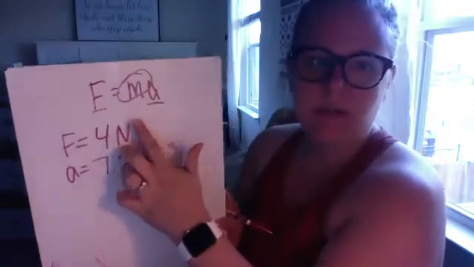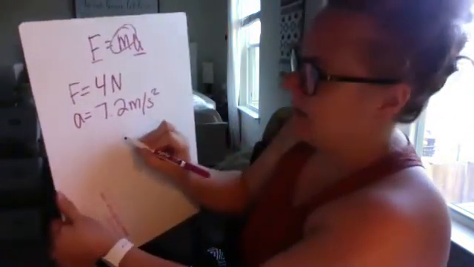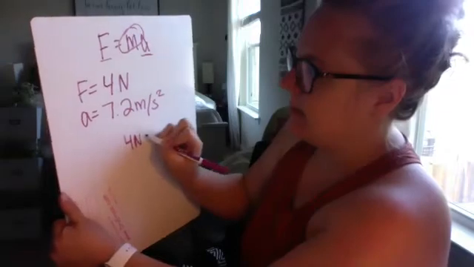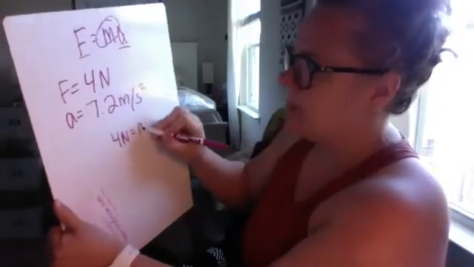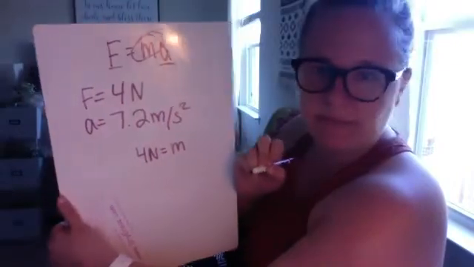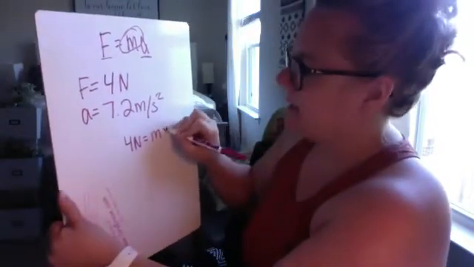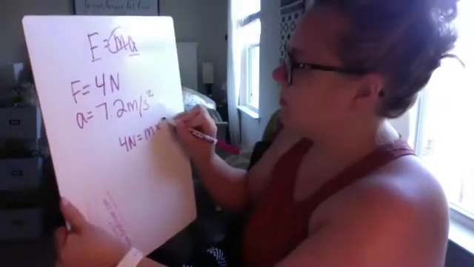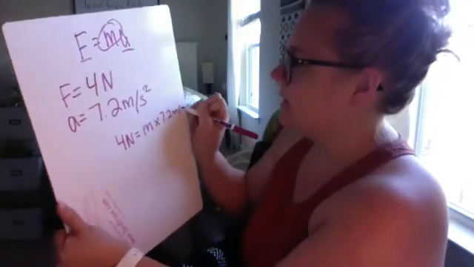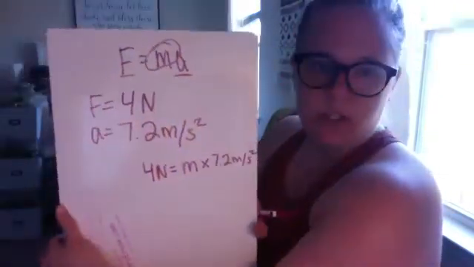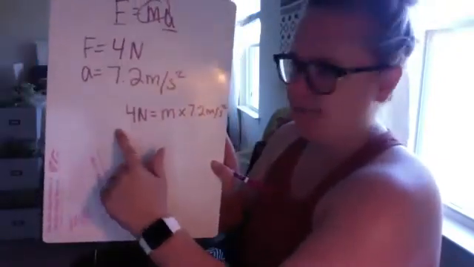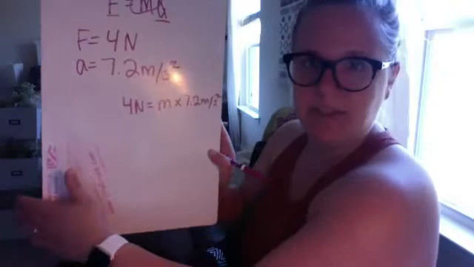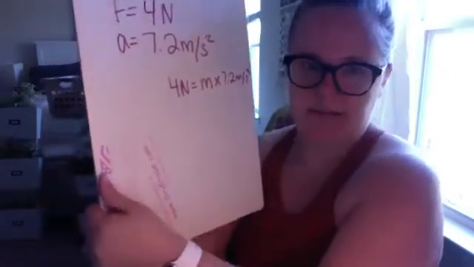So I have 4 newtons for my F equals, I don't know my mass, so I put m as the variable. And then I say times 7.2 meters per second squared. Do you know how to get this onto this side? Yeah? Go ahead and comment what you do.